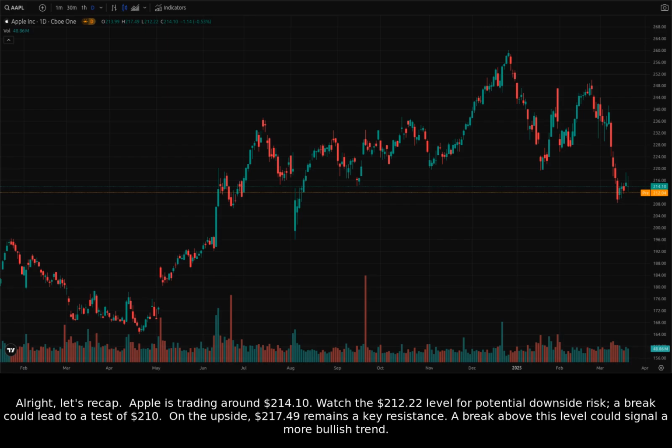Alright, let's recap. Apple is trading around $214.10. Watch the $212.22 level for potential downside risk. A break could lead to a test of $210. On the upside, $217.49 remains a key resistance. A break above this level could signal a more bullish trend.